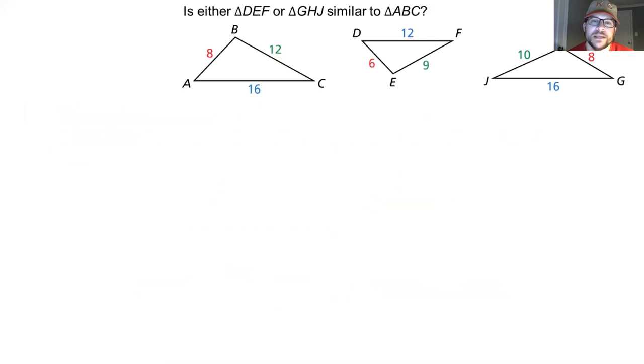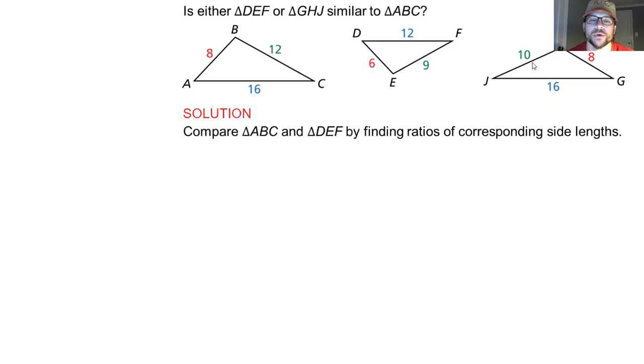So we have either DEF or GHG, similar to our first triangle ABC. These numbers are color coordinated to help you identify which sides are corresponding to each other so that you could set them up into a correct proportion. So let's compare first ABC and DEF by finding the ratios of those corresponding sides.